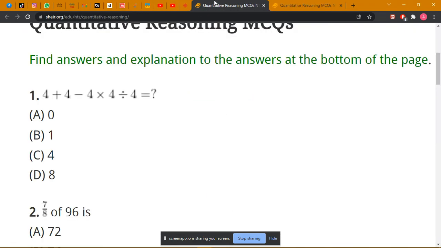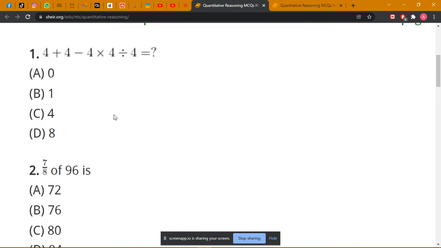Hello students. Today we are going to discuss quantitative reasoning MCQs. So the first MCQ is 4 plus 4 minus 4 multiplied by 4 and divided by 4 is equal to what? In this question we have to apply the MDAS rule. The MDAS rule means division, multiplication, addition and subtraction.